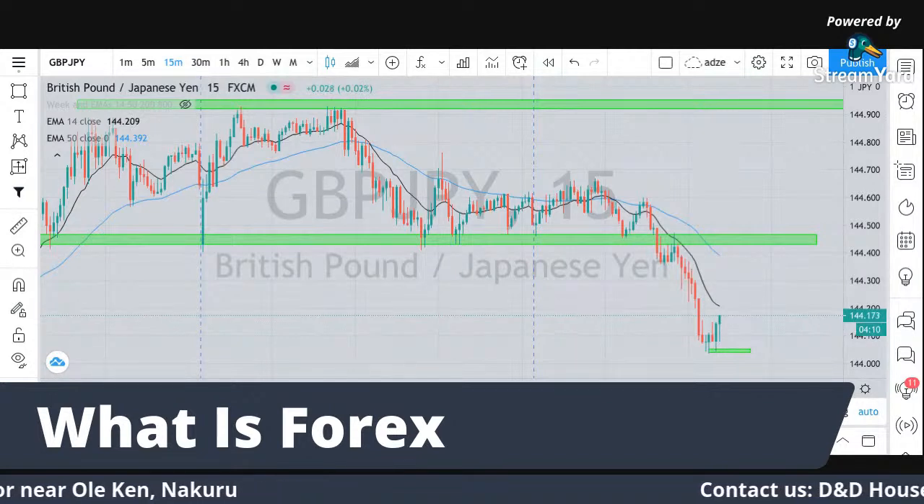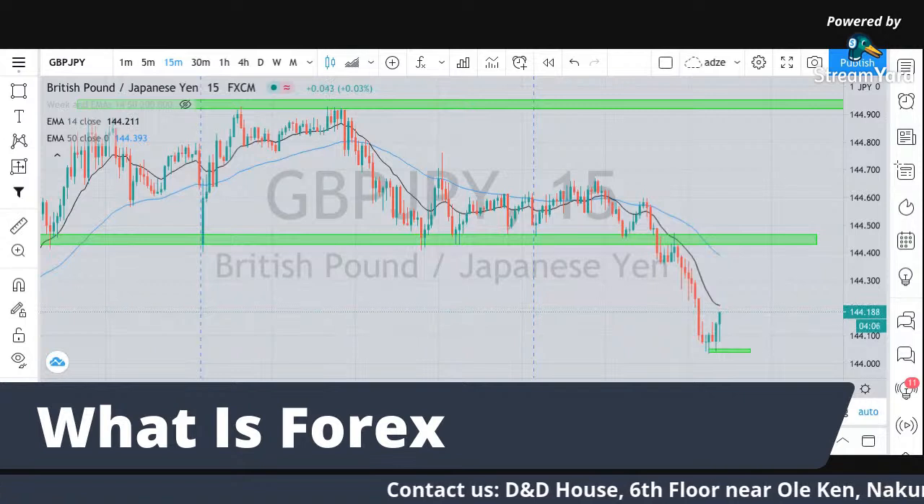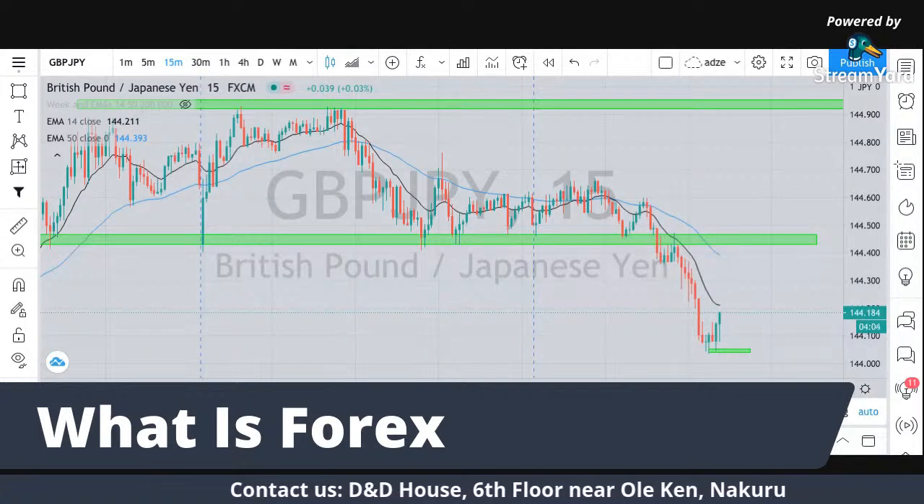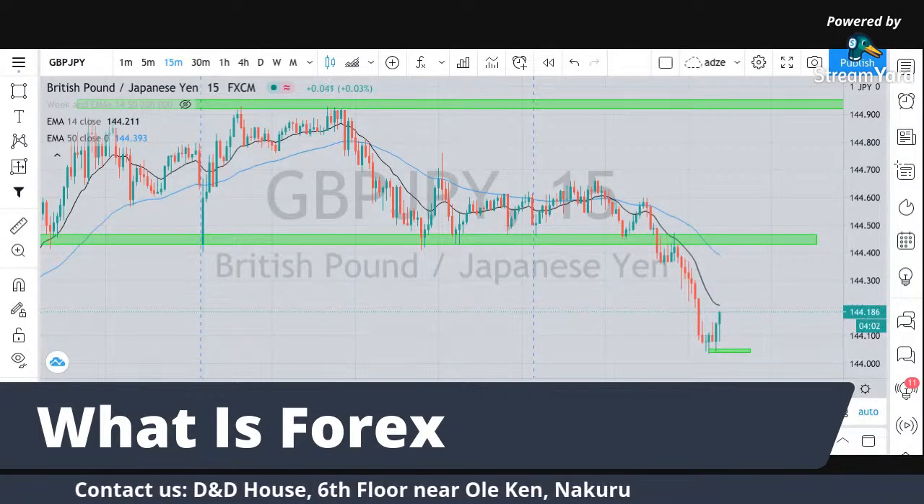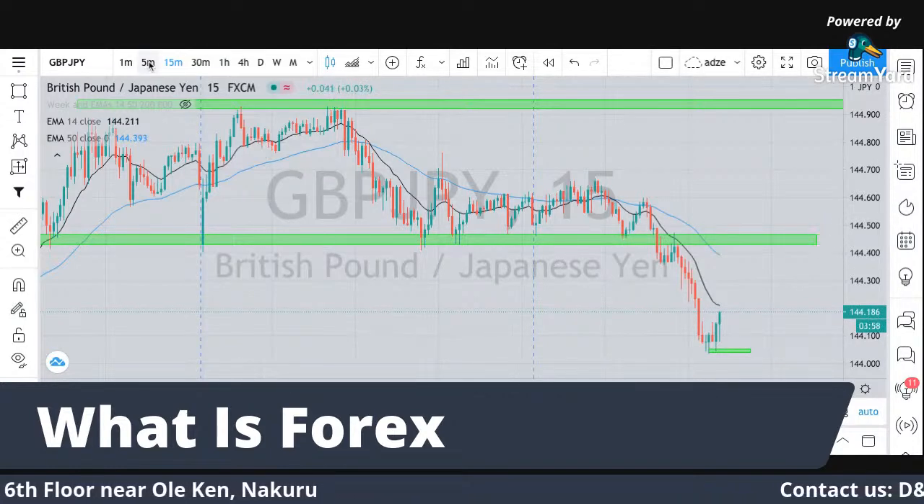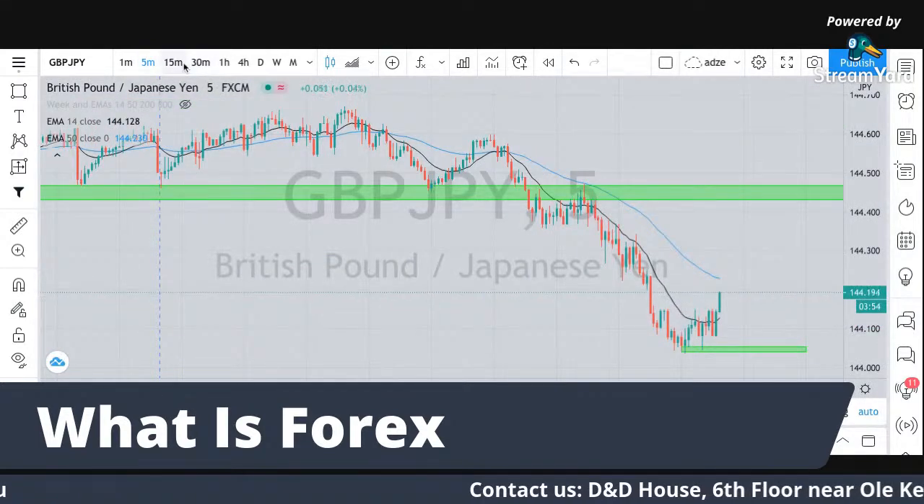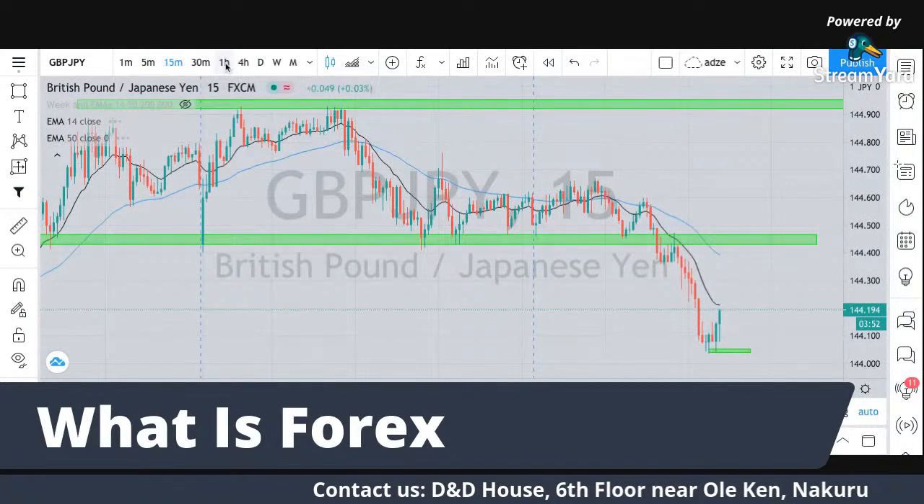The topic of today is what is Forex, and we'll be doing live trading. Currently, we are looking for buys for GBP pairs. This is the bigger picture.